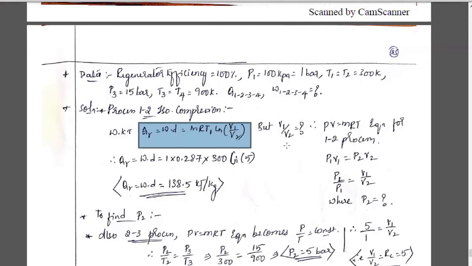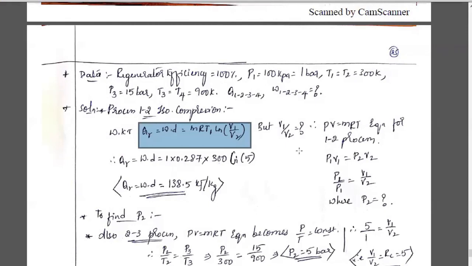So V1 by V2 is what? V1 by V2 is the compression ratio RC. But V1 by V2 we don't know. So therefore, PV is equal to MRT equation for the 1 to 2 process. I can write P1 V1 is equal to P2 V2 because isothermal temperature is constant. So P1 V1 is equal to P2 V2.